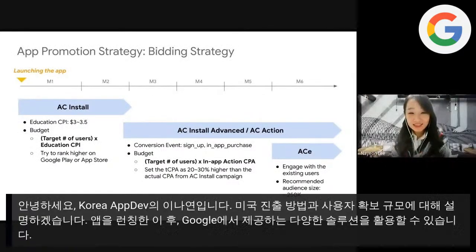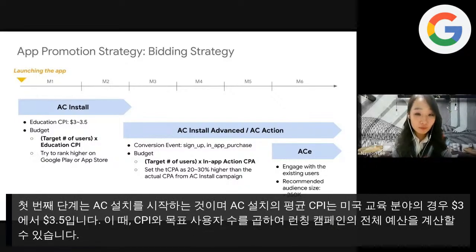Hi, this is Nayeon from Korea Active, and I will cover how to penetrate into the States and how to scale your user acquisition. After launching your app, you can leverage different solutions that Google provides. The first step is to launch AC install, and the average CPI for AC install is from $3 to $3.5 for education vertical in the US.